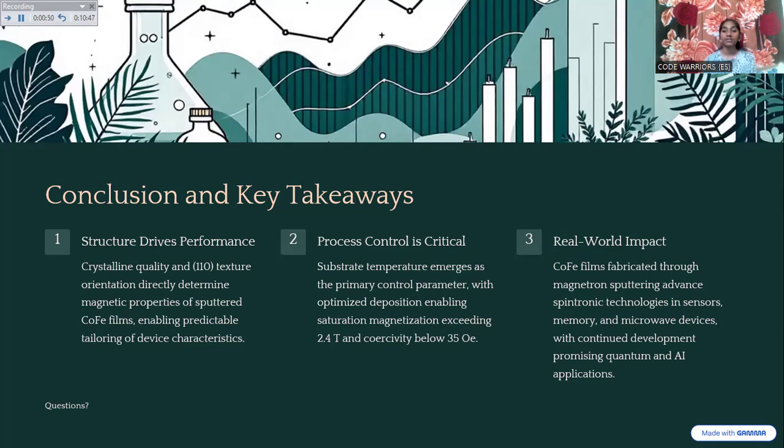CoFe films fabricated through magnetron sputtering advance spintronic technologies in sensors, memories, and microwave devices, with continued development promising quantum and AI applications.